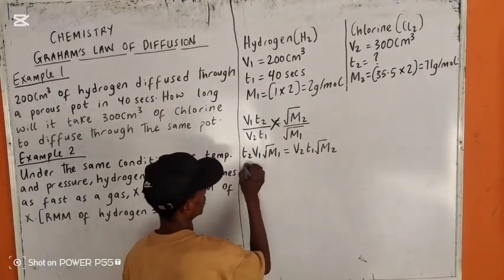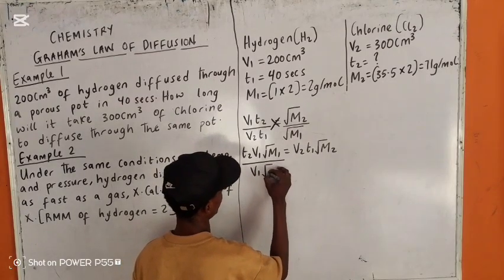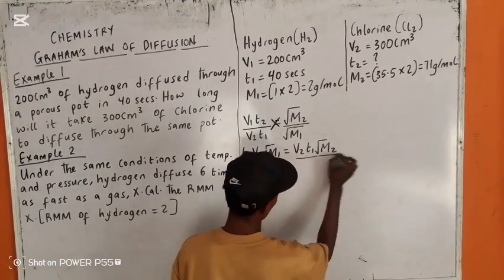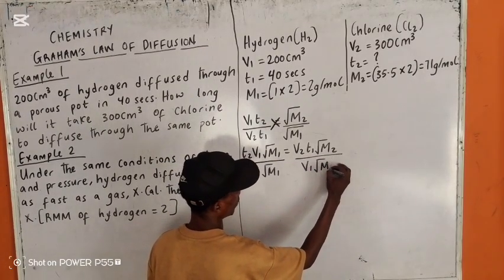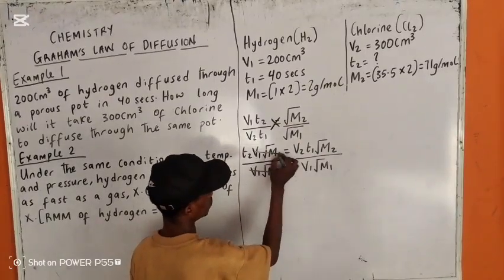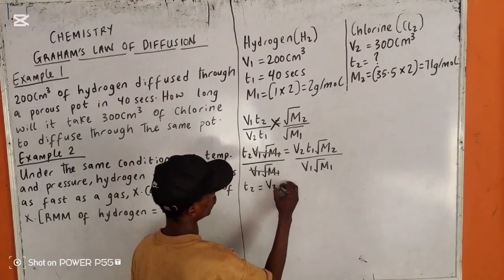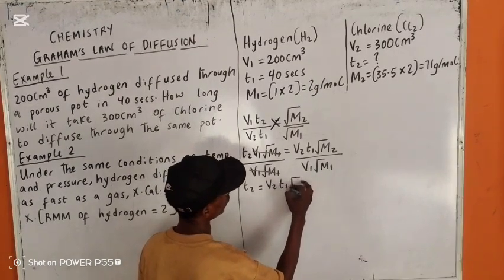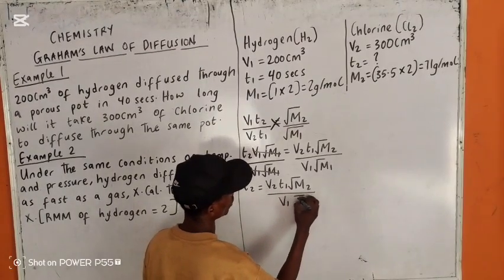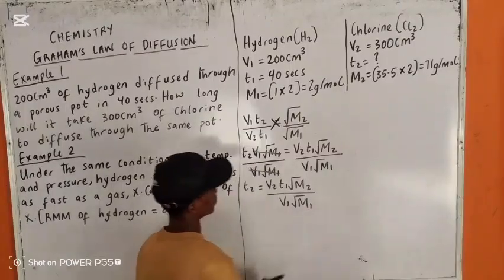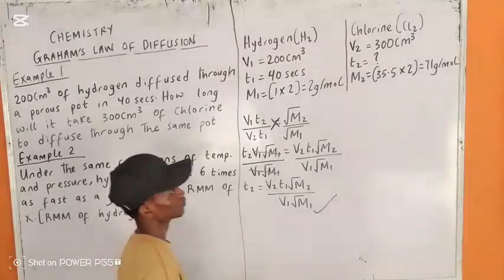Now divide by the coefficient of T2, which is V1 square root of M1, over V1 square root of M1. So this cancels this. Finally we have T2 equals V2 T1 square root of M2 over V1 square root of M1. So this is the formula we are making use of to solve our question.